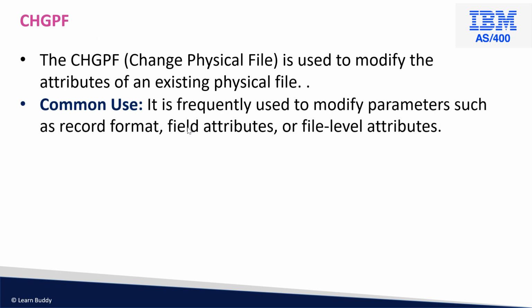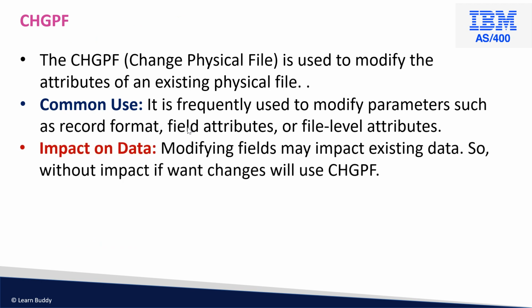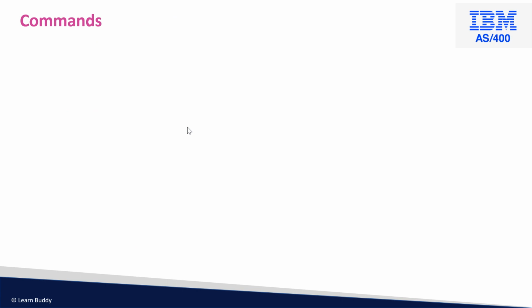And CHGPF, the change PF, it is used to modify the attributes of an existing physical file. The common use, it is frequently used to modify parameters such as the record format or field level attributes. We added two extra fields, and you can try changing some field attribute or length or something. So impact on data: modifying the field may impact existing data, so without impacting, if you want the changes, we'll use the change PF.